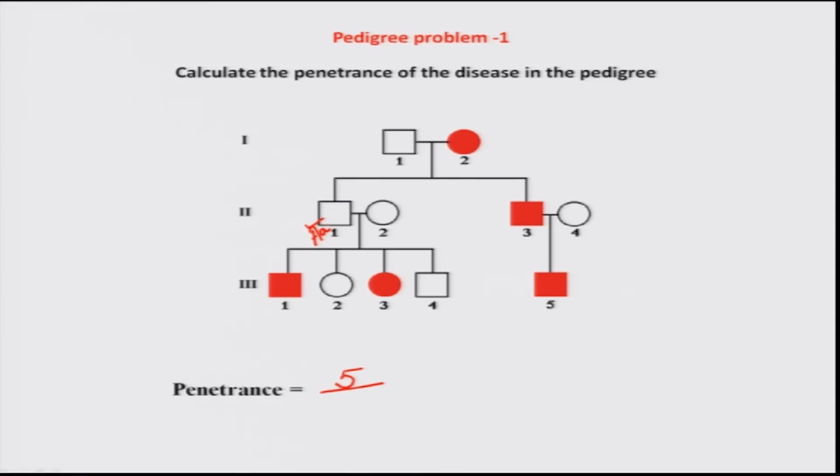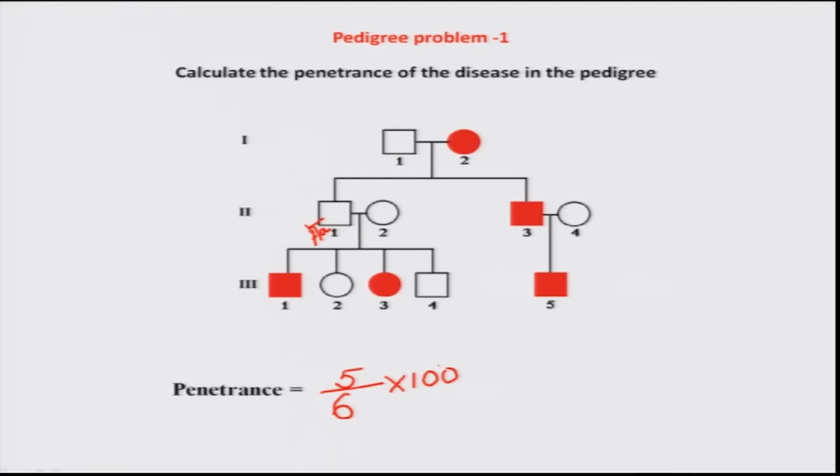So this brings us to 6 individuals who have the genotype, but out of the 6 only 5 are showing the disease. Now if you divide 5 by 6 and multiply it by 100, this is the penetrance for the disease. So this is how we calculate the penetrance of any particular disease.